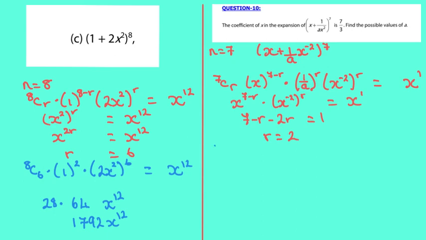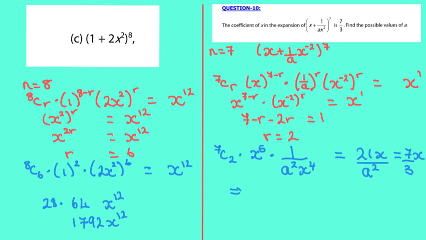Substituting back in gives 7 choose 2, x to the power of 5, 1 over a squared x to the power of 4, which is equal to 21x over a squared. And we know that must now equal 7 over 3x. Therefore, 7a squared is equal to 63. 9 is equal to a squared. So a is plus or minus 3.